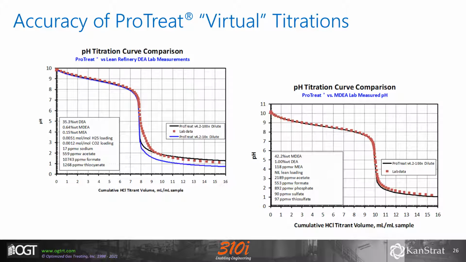This is a fairly old version of ProTreat that we did this work on, but the findings are still valid and the pH titration depends on the dilution that you used. Unfortunately, by the time we got access to the data, the records were not fully known as to what the dilution was, but typical ranges are anywhere between 10 to 100 times dilution. The 100 times dilution seemed to hit the curves pretty well in this case.